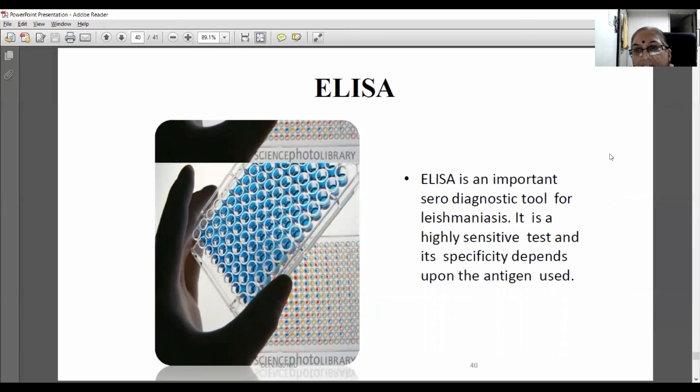ELISA is an important serodiagnostic tool for leishmaniasis. It is a highly sensitive test. Its specificity depends upon the antigen that has been used.